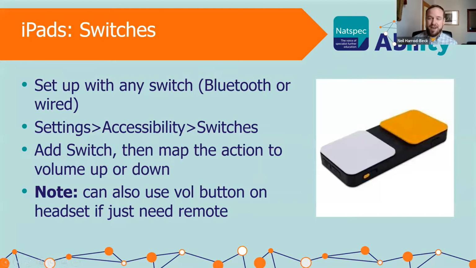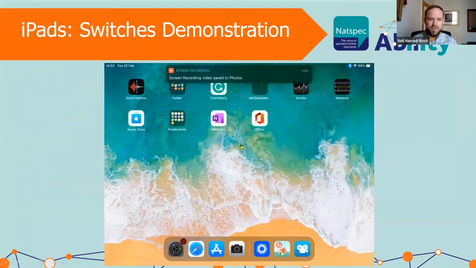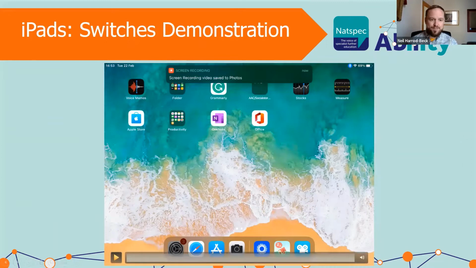Okay, so starting off with iPads and switches. With iPads, you can connect any of the switches, either Bluetooth or wired, and then you can go into settings, accessibility, and switches. You can add the switch and then map the action to volume up or volume down, which is just a generic shortcut that's available on iPads. As Phil pointed out to me, you can also use the volume button on a headset if you're connected, if you just need a remote. So I've got a short demonstration video on how that looks.